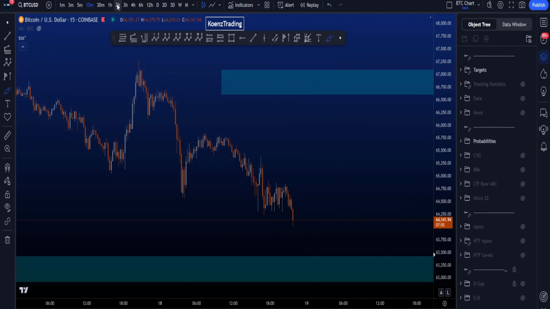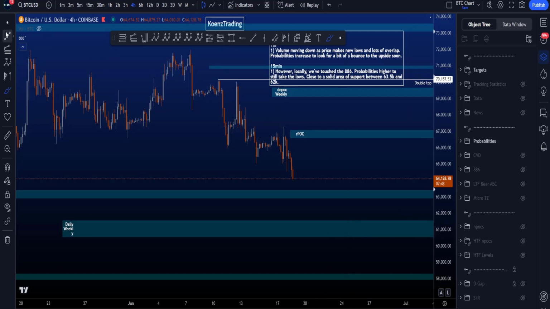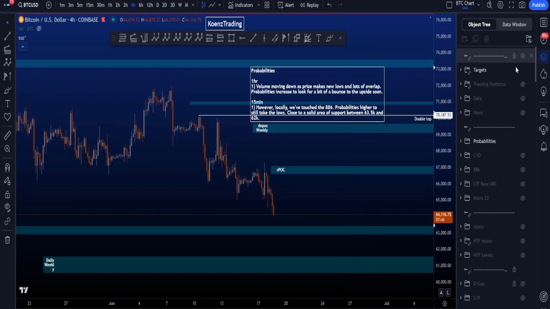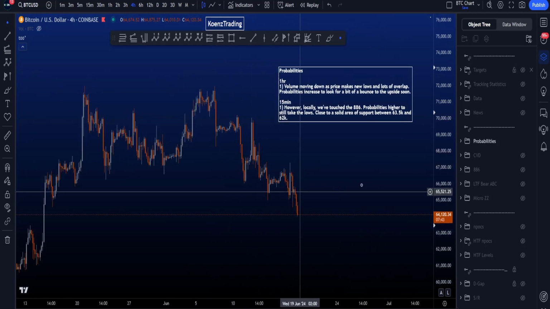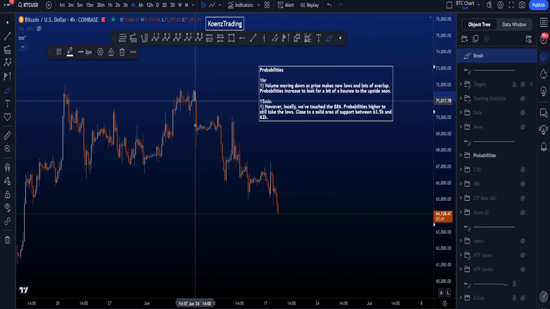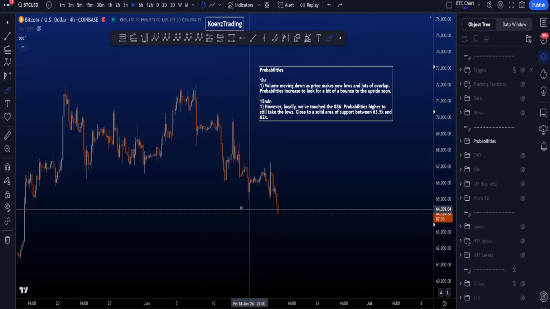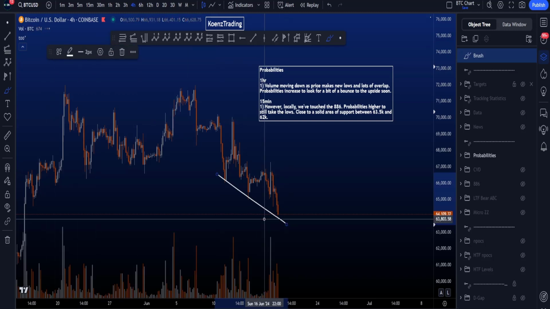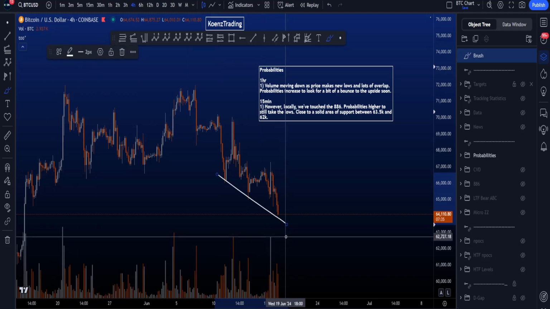So if we then look at the probabilities of the different scenarios, then on the 1 hour time frame, when we look at this move towards the downside, we have a structure with a lot of overlap, and the volume is moving down as well, as price at the moment is making lower lows. Therefore, the probabilities do increase to look for a bit of a bounce to the upside soon.